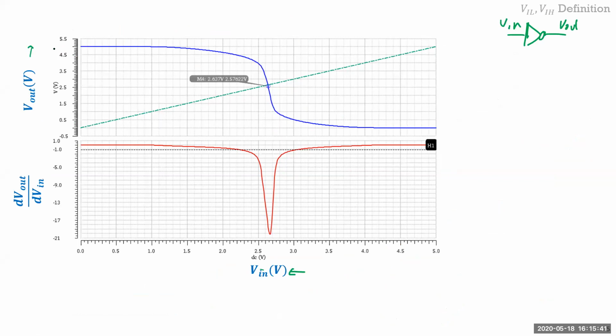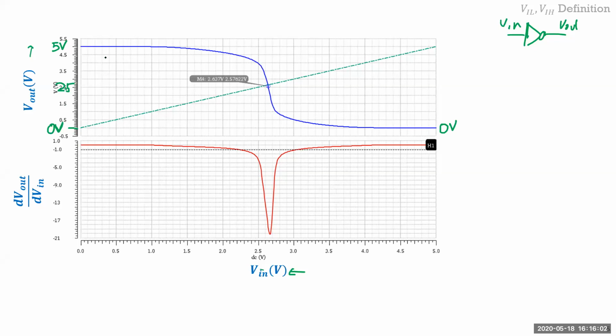And this is a real inverter. I think this was older technology, a 0.6 micron technology. So the supply voltage is 5 volts. VDD is 5 volts, and this is CMOS, so it goes all the way to 0 volts. It's very small, you can't see it, but this is 0 volts. And this is 2.5.